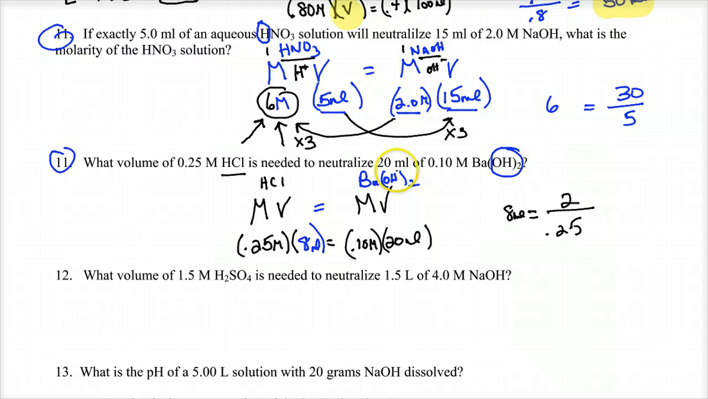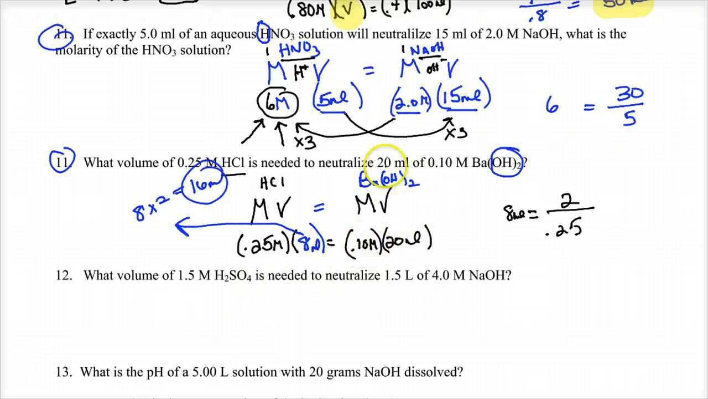But wait a minute, think with me for a second. There are twice the number of hydroxides. We're trying to figure out how much volume of this acid I need to neutralize this base. Because there's really twice the number of hydroxides than I expected here, don't I need twice as much volume? 8 times 2, the answer would be 16 milliliters. So you can do this by doing it after and thinking it through.